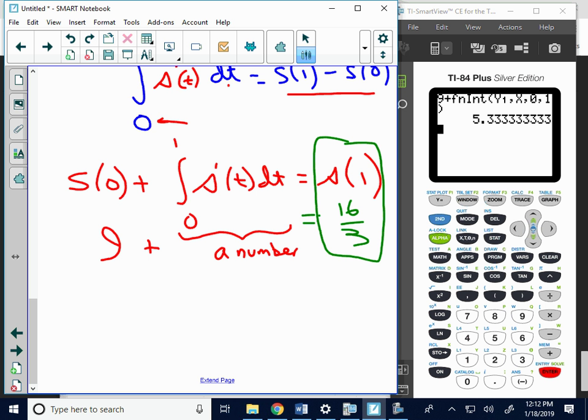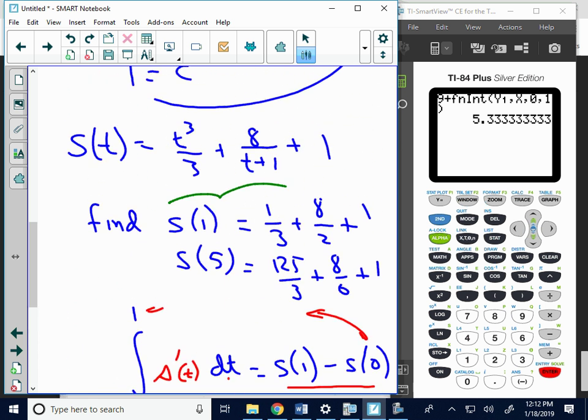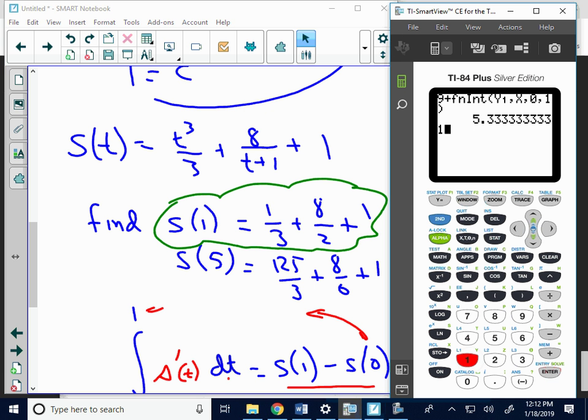If I had gone through the trouble of working this problem out, trying to do all those calculations with common denominators and all that mess, let's see what happens. 1/3 plus 4, I guess 8 over 2 is 4, plus 1. Look at that, son of a gun, same number. I did not need the antiderivative to find s of 1.